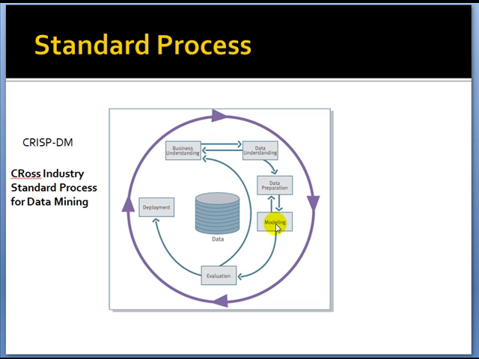That is, running the algorithms. Then you evaluate, and then you might go back and look at the business processes again, and go through this process again and again and again until you're finally satisfied, and then you'll deploy the results. Okay, so this is called CRISP-DM.